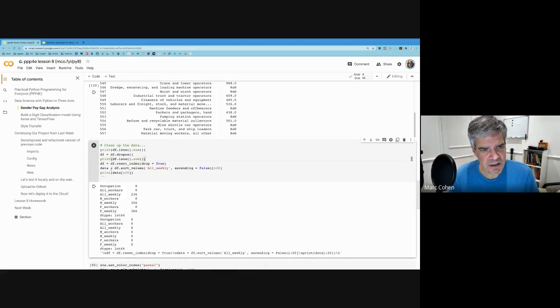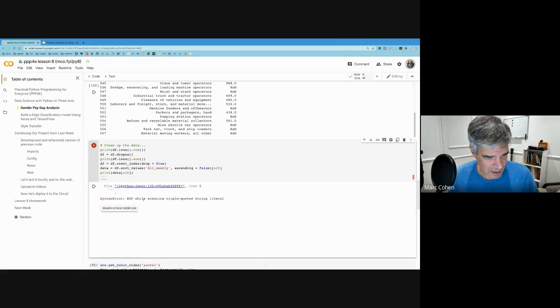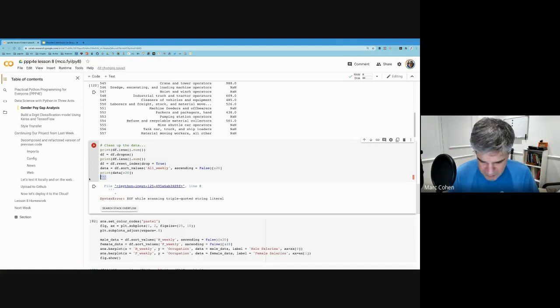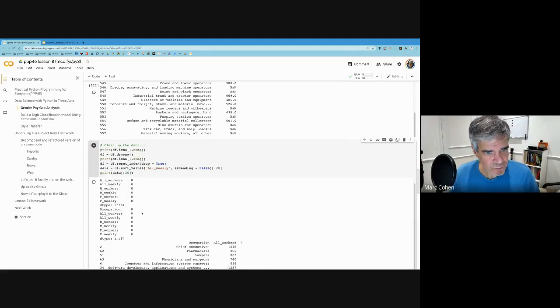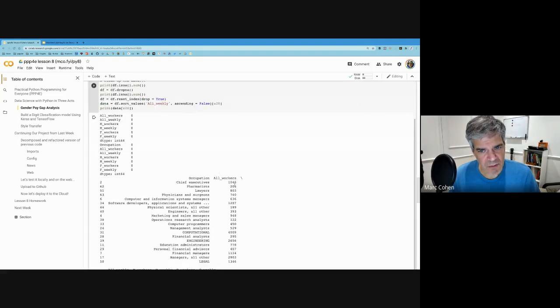I'm going to reset the index. That just means, now that we got rid of the NA values, reset those row numbers so that it all lines up as we would expect for the filtered set of data. And we're also going to sort all the data based on the all weekly field. Now, since we already did this, it probably doesn't hurt to do it again. I forgot to get rid of that. And we get it sorted by all weekly.